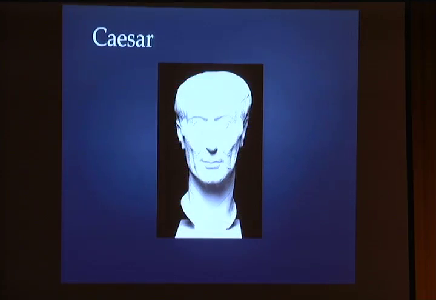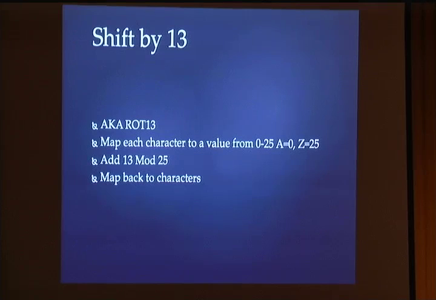So we're going to start off with the Caesar cipher. This is the beginning of our history. The Caesar cipher is also known as ROT13. We can mathematically model it as: map each character from 0 to 25, add 13, mod 25. Does everyone in here know what modular division is? Cool. Then just map it back to characters. So A becomes M, and so on and so forth. This is very simple, and this is one of the first real ciphers.